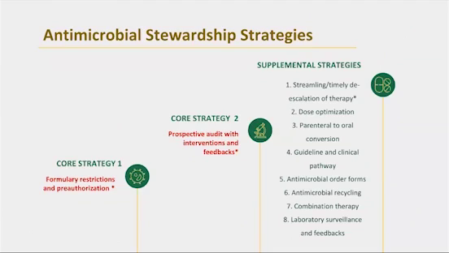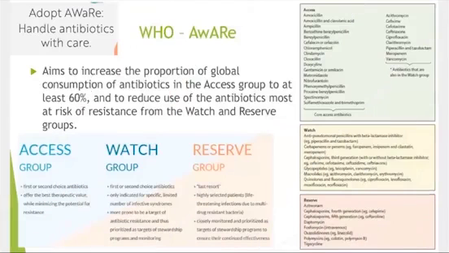So I'll start by describing the first one. The first one is formulary restriction and prioritization. By formulary restriction and prioritization, we mean that antibiotics will be classified. The next slide shows us a form of classification that WHO is advocating for adoption. It's called AWARE. In this slide, we can see that antibiotics are classified.